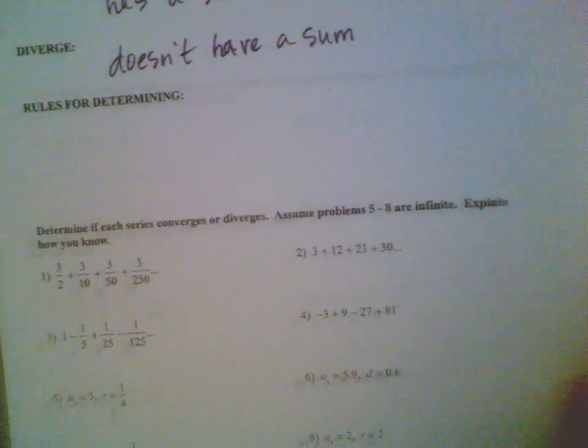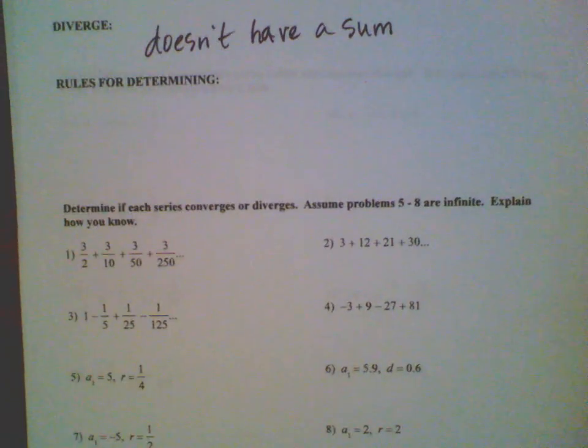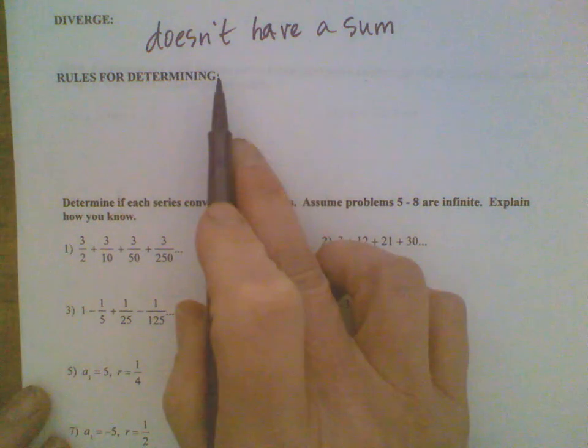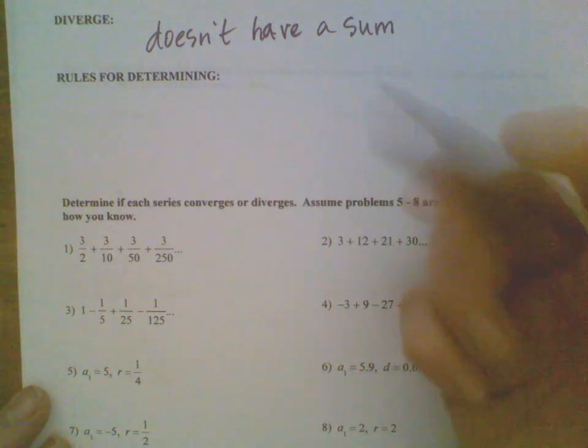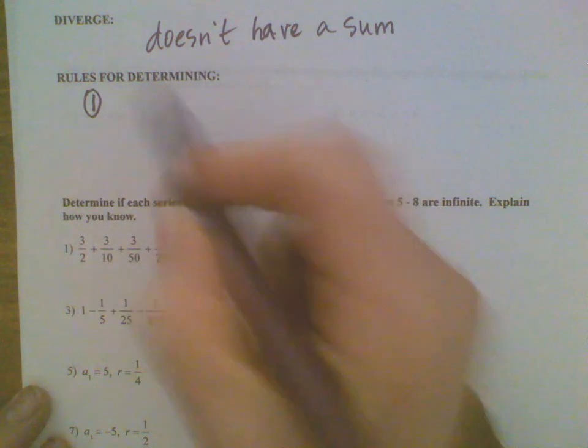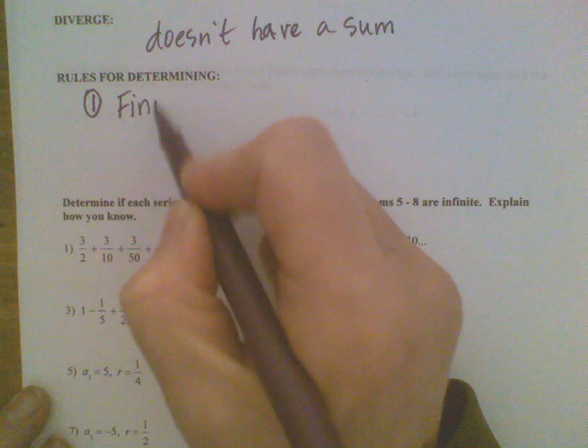So the rules for determining if it converges, I'm going to briefly talk about a finite series, which is one that ends, but the ones that we're going to be dealing with on the back page, the ones where we're actually going to be finding the sum, those are all going to be infinite. Okay, so rules for determining whether it converges or diverges. Number one, you have to decide if it is finite or infinite.